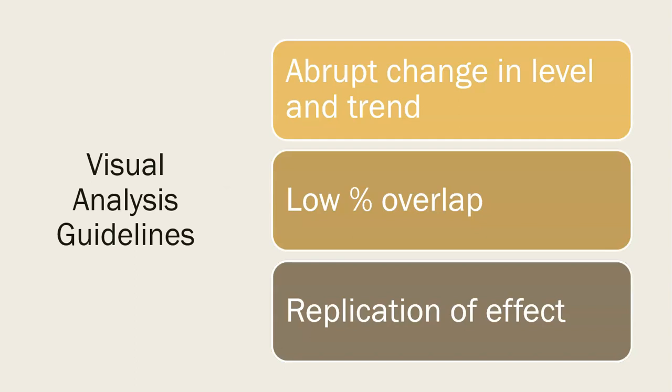Our visual analysis guidelines are going to be similar to those that we've talked about in the past. We would like to see an abrupt change in level and trend only upon implementation of the intervention at each tier. We want a high percentage of PND, which would indicate low overlap, and we need 3 replications of effect.